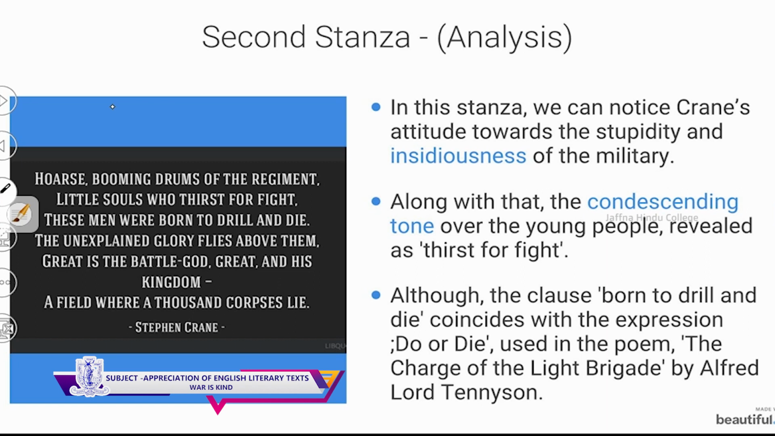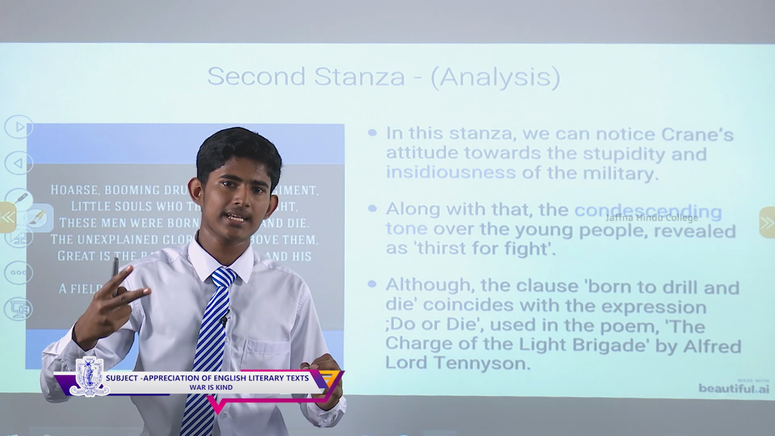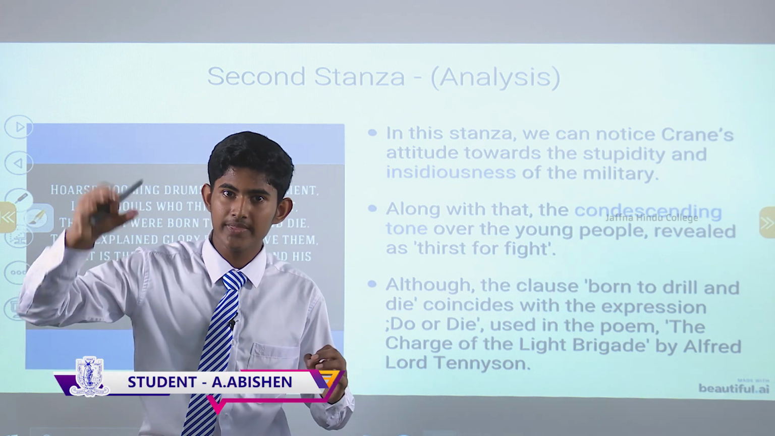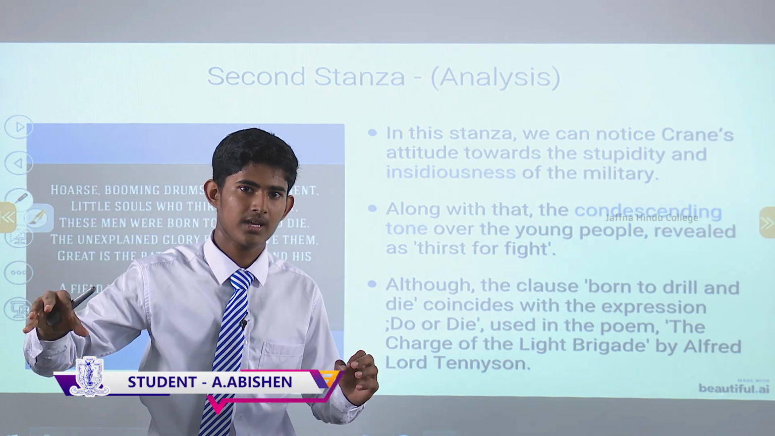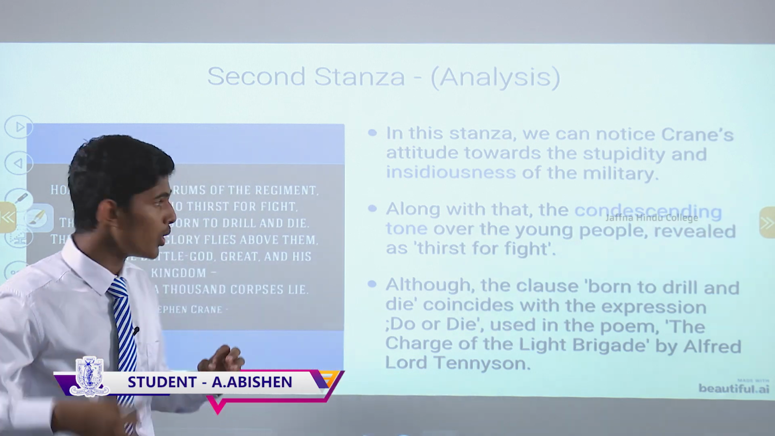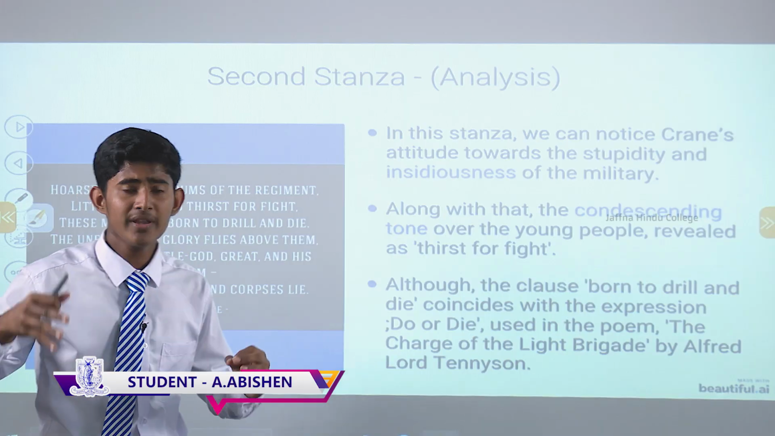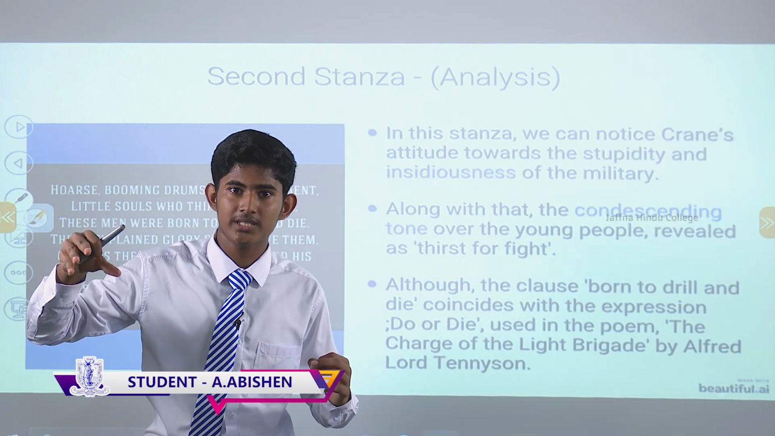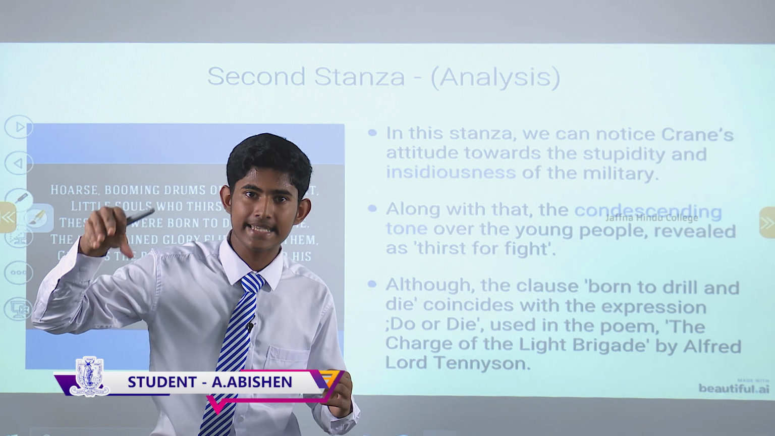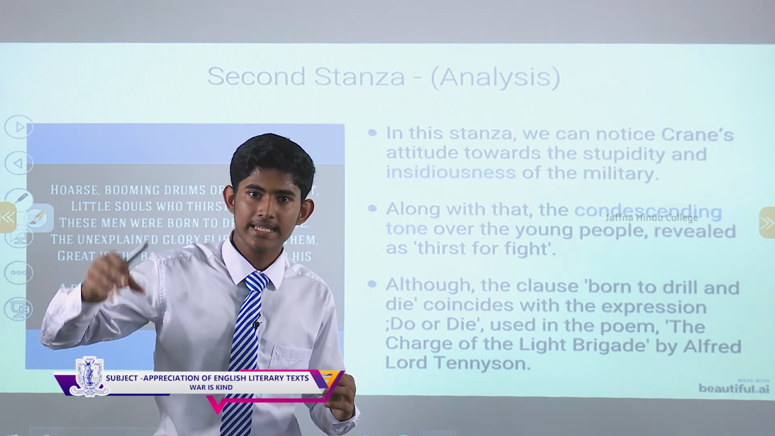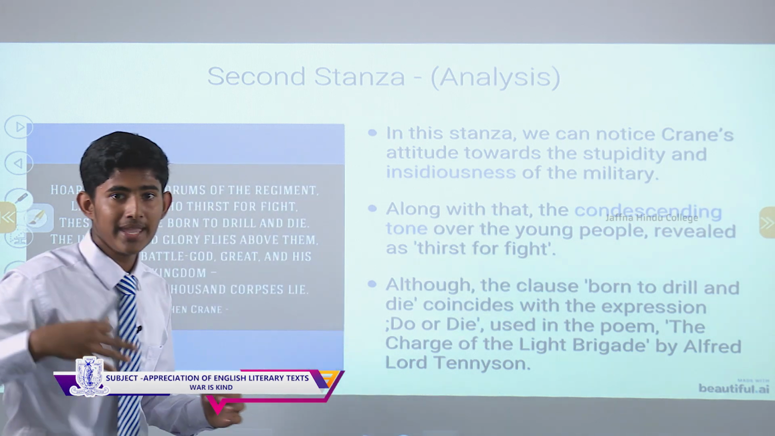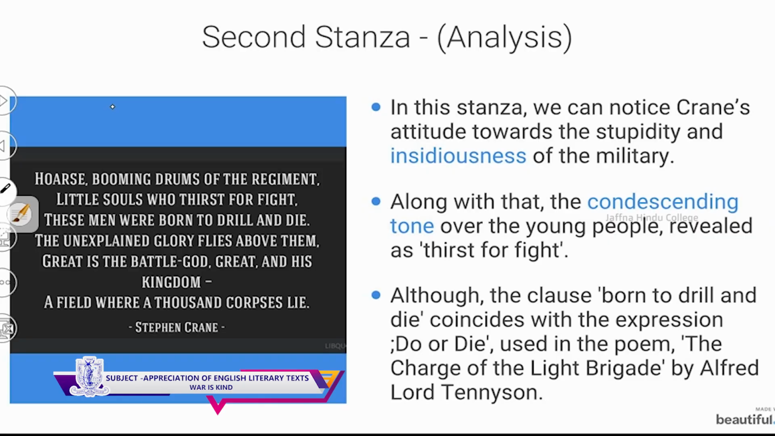So here, as I already mentioned, in the second stanza, the writer wants to portray the image of a battlefield. That's why, in order to show the complicated phrases, here we can see hoarse booming drums of the regiment. Why is the poet using phrases like this? Because he wants to make an auditory imagery, to create a sense of hearing in the reader's mind, to make a vivid picture about the battlefield.